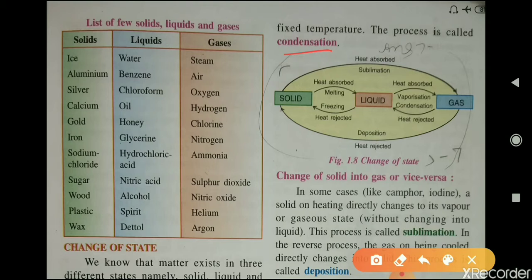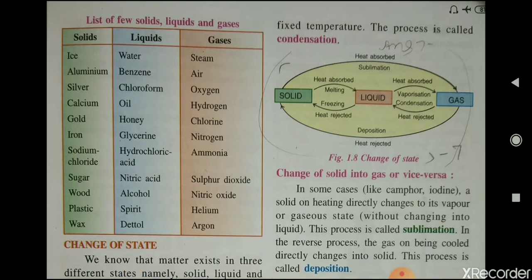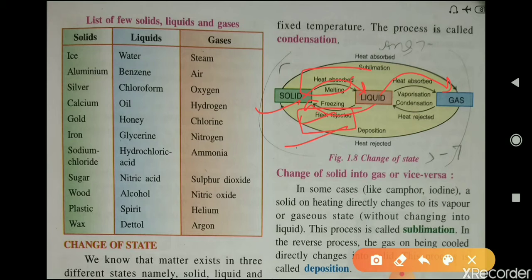Okay, here you can see in this figure, solid when it changes into liquid by absorption of heat is known as melting, and when this liquid is cooled and it again changes into solid, that is known as freezing, and this happens by the rejection of heat. The same way, when a liquid absorbs heat, it changes into gas, that is known as vaporization, and when this gas changes into a liquid on rejection of heat, that is known as condensation.